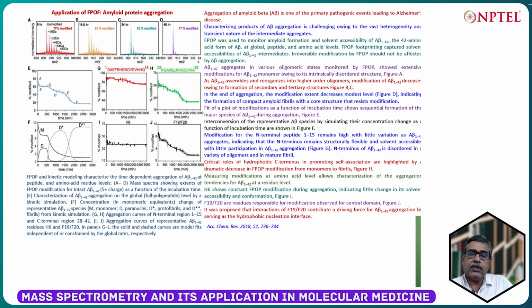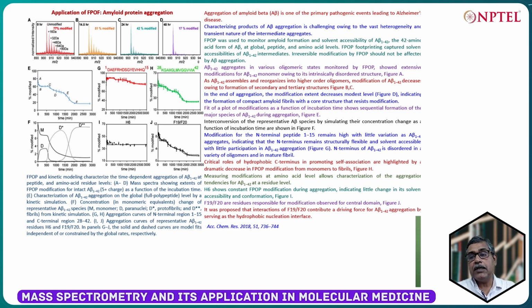So, FPOP was used to monitor the amyloid formation and solvent accessibility of A beta 42, the 42 amino acid peptide of A beta, at the global peptide level, at the amino acid residue level, and so on. So, FPOP footprinting captured the solvent accessibility of the amyloid beta 1 to 42 intermediate.